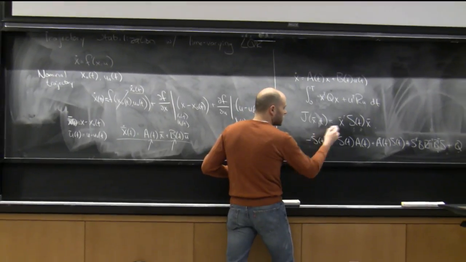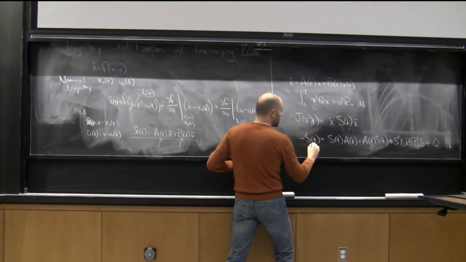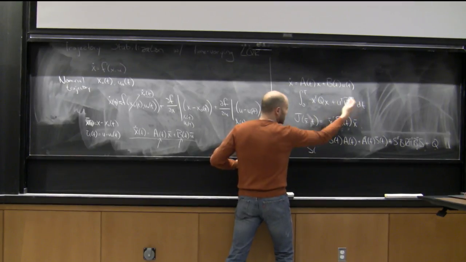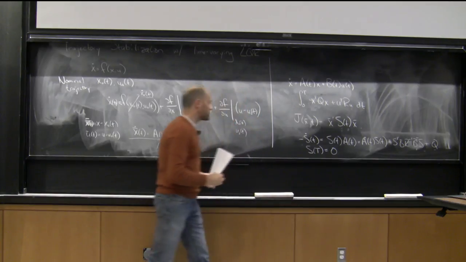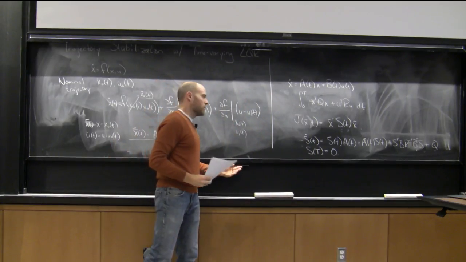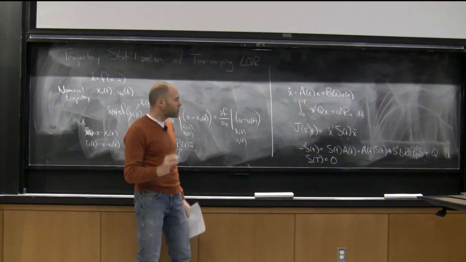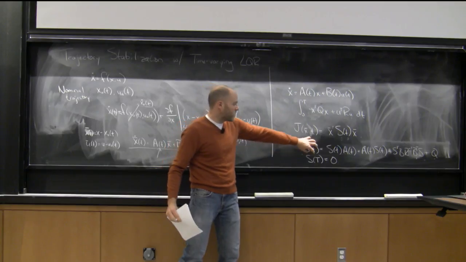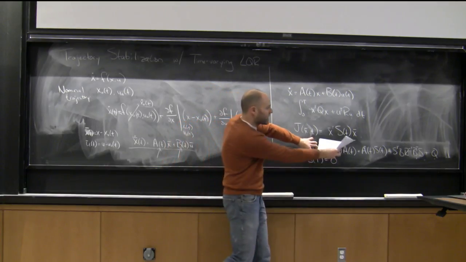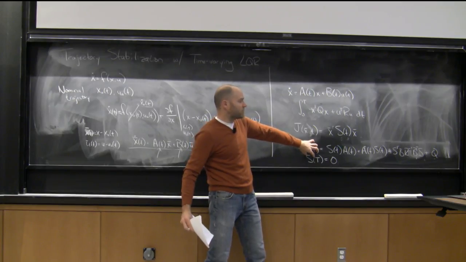And the other thing I know is that at the final time capital T, the cost to go is zero, because I have no final cost in this formulation. So magically, LQR was the stationary solution of this. When this was equal to zero, that was just the Riccati equation, and we called a specialized numerical algorithm to solve for S, which set this equation to zero.